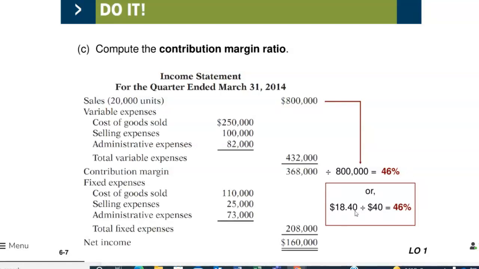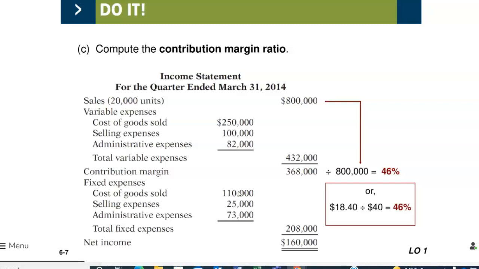Now I could do it on a unit basis too. The unit cost to produce is of these units. The contribution margin would be 1840, and that is 368 divided by 20,000. Divided by the selling price, which would be 40, and you get 46. So in either way, you get the same contribution margin.